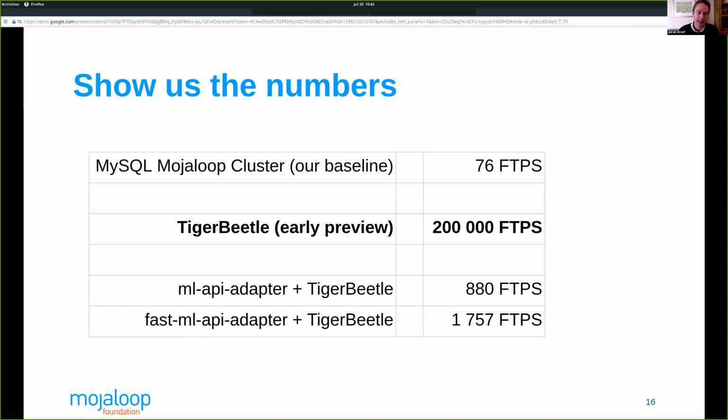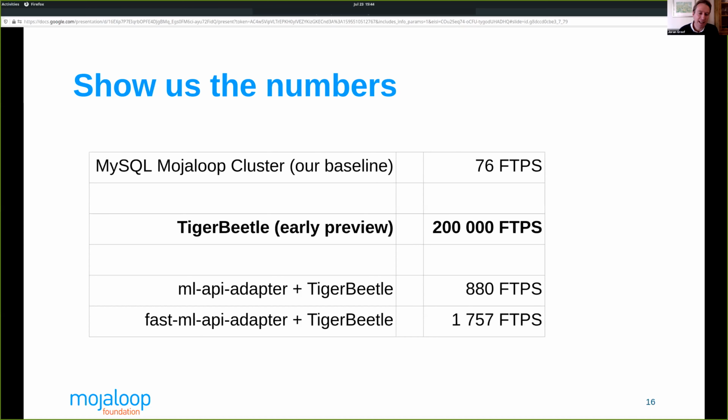TigerBeetle is already doing 200,000 financial transactions per second. And these are directly comparable because you can see that the unit is FTPS. So it's not SQL queries per second anymore. It's actual 200,000 transfers per second. That's a prepare and a fulfill, and it's doing 200,000 of those a second. And this is just an early preview.